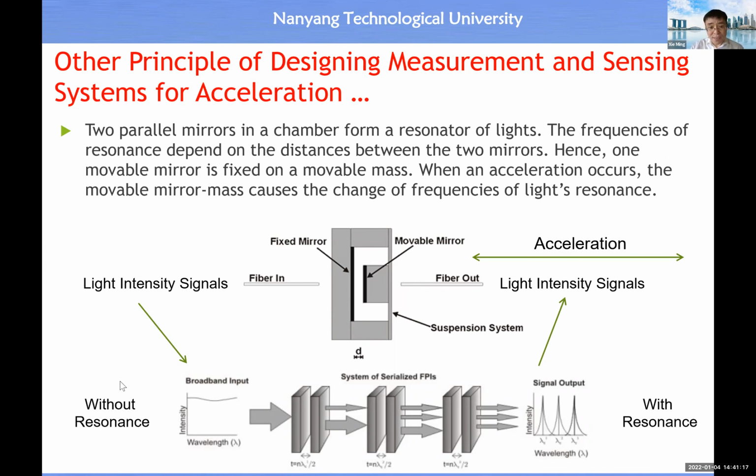So you will see the input is more or less a uniform signal, okay, or light with uniform intensity. Then for the output, you see the intensity has a peak at a specific value of wavelength. And the value of that wavelength is more or less related to the value of acceleration. Okay, so this is just extra reading for you to know. You can do research in this area and discover different design principles for the design of a measurement and sensing system for acceleration.